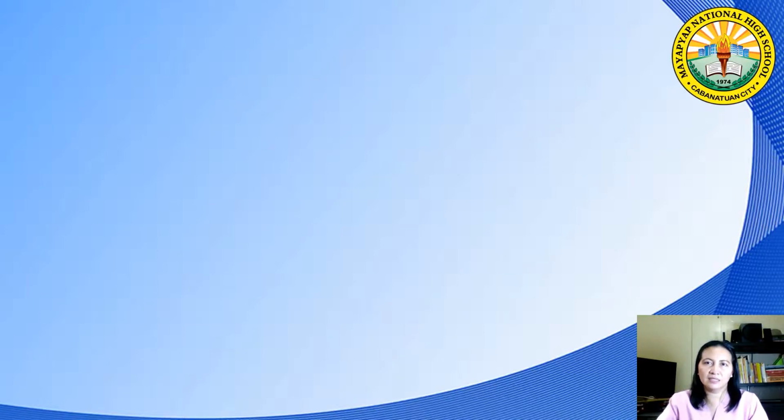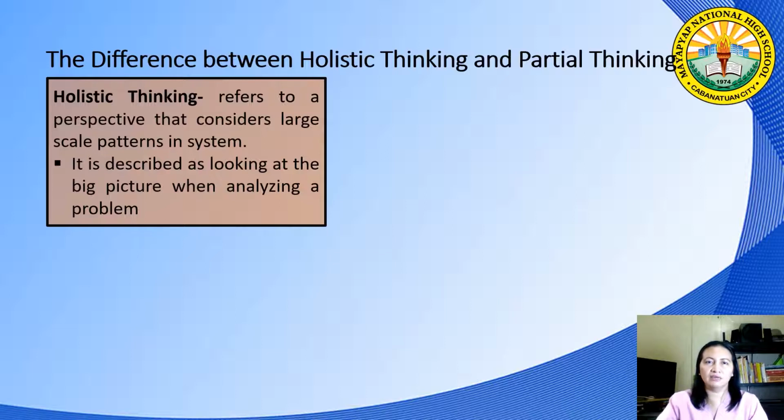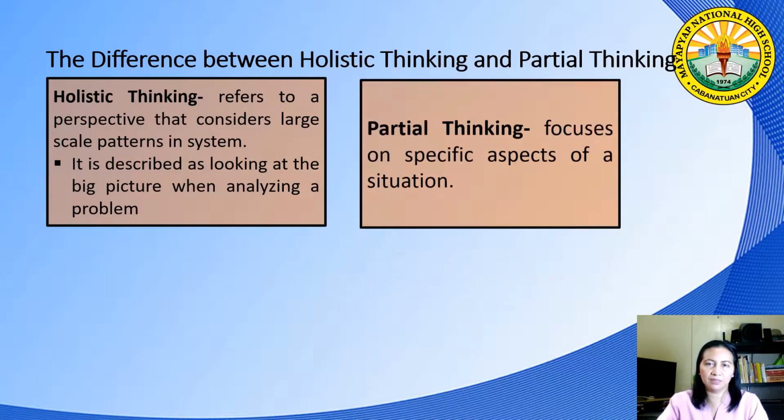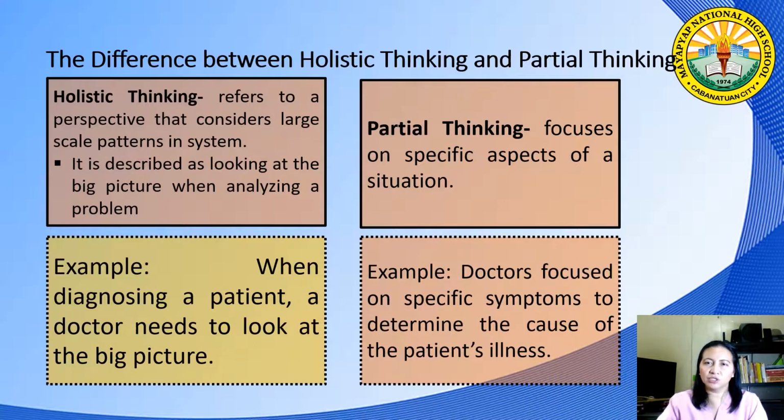To widen our understanding of what philosophy is all about, let us differentiate holistic thinking and partial thinking. Holistic thinking refers to a perspective that considers large-scale patterns and systems. It is described as looking at the big picture when analyzing a problem, while partial thinking focuses on specific aspects of a situation. So we can define the two by means of examples. In holistic thinking, when diagnosing a patient, a doctor needs to look at the big picture. While using partial thinking, doctors focus on specific symptoms to determine the cause of the patient's illness.